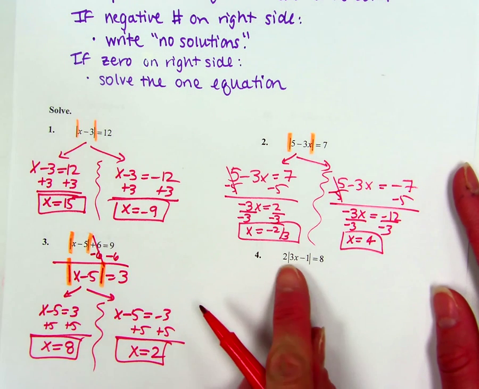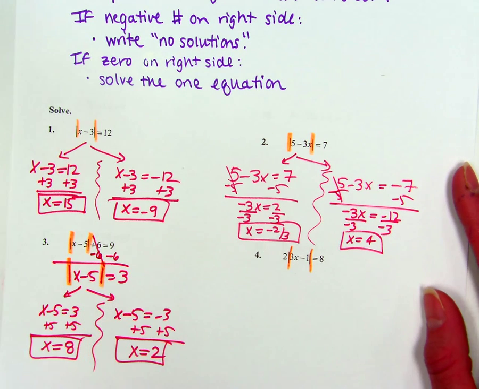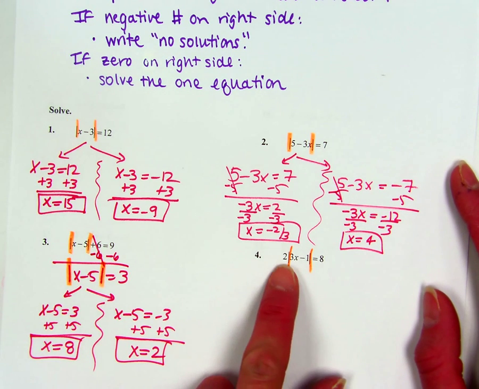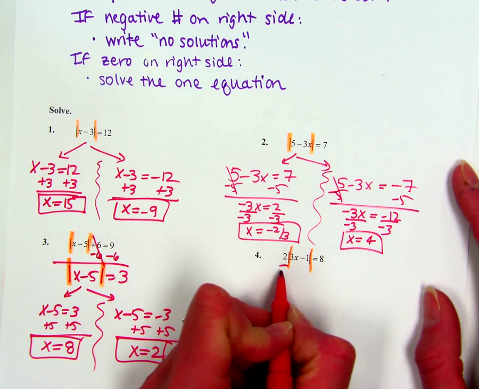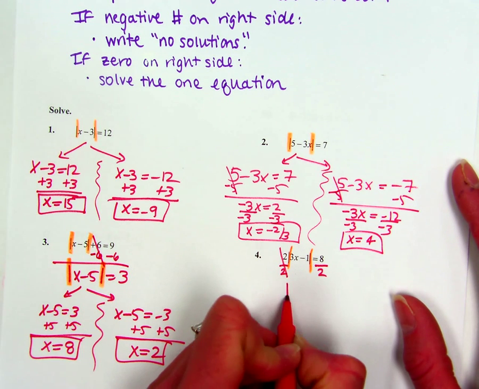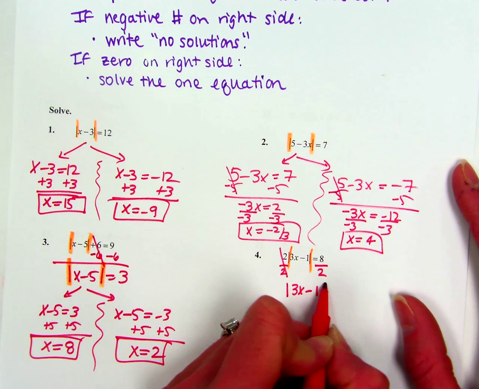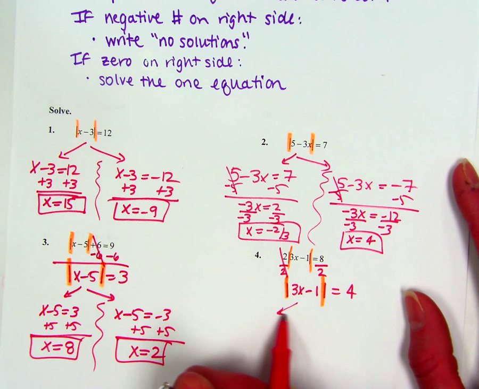In this one, I also need to do step 1 because I don't have the absolute value isolated yet. There's that 2 there. So what is the 2 doing? It's being multiplied, so to undo it, the inverse operation is to divide. So now I can cancel out my 2. I have absolute value of 3x minus 1 equals 4. So now is the absolute value all by itself on the left side of the equation? Yes. Since it's isolated, now I want to split up into two equations.